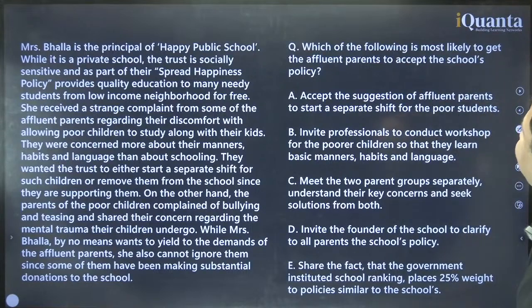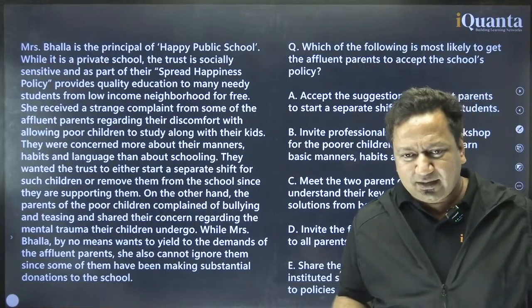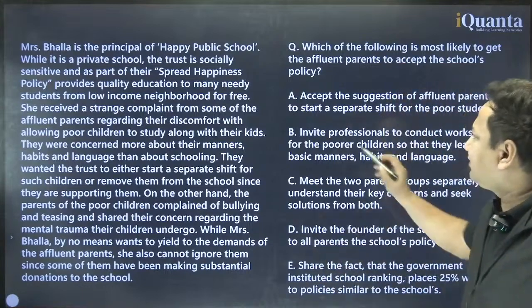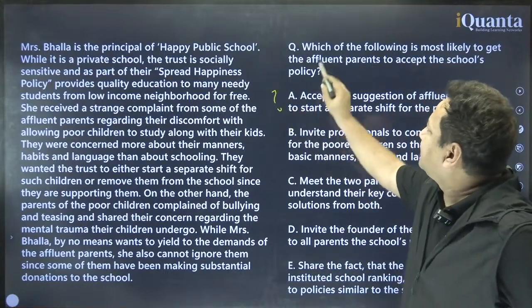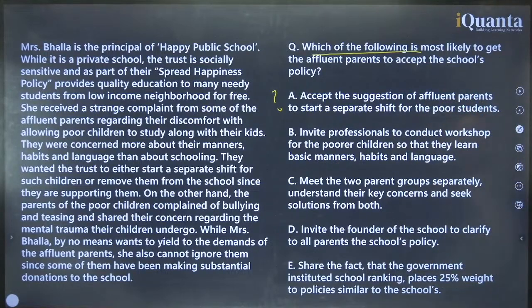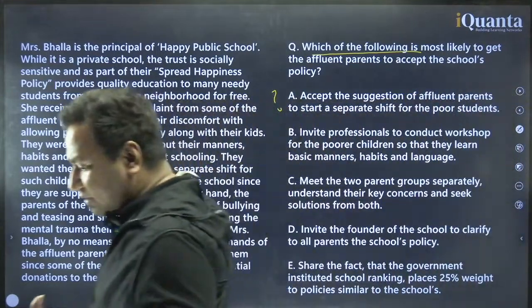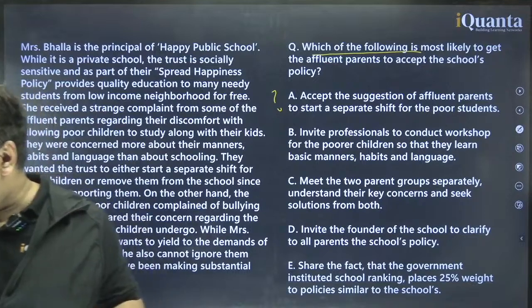This is a kind of valid thing, isn't it? Because that is what some affluent parents were asking for, isn't it? It looks valid, but I put a question mark because when you say which of the following options, I have to read everything. B. Invite professionals to conduct a workshop for the poorer children so that they can learn basic manners, habits, and language. A lot of you said that this one is a costly option, but looks good.